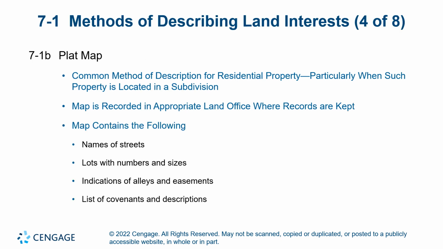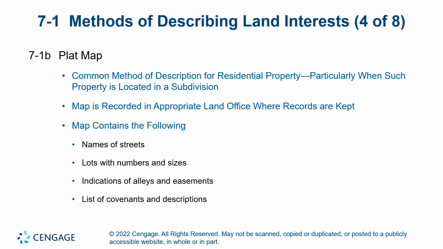A plat map is the common method in residential property, and specifically in a subdivision. I believe on our TREC contracts, it's just called legal description. And in this case, what you've got is names of streets, lots with numbers and sizes, and then indications of alleys and easements, and a list of covenants and descriptions in these maps.